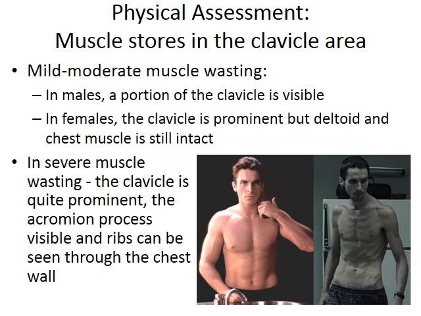As mild to moderate muscle wasting occurs in men, the bones of the clavicle will become visible, and among women, the clavicle is very prominent, but the chest wall remains intact. In severe muscle wasting, the clavicle is quite prominent. The muscles of the shoulders and the ribs can be seen through the chest wall.